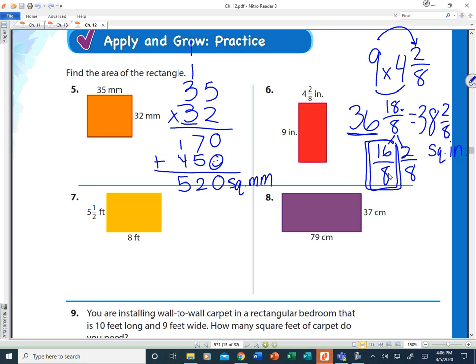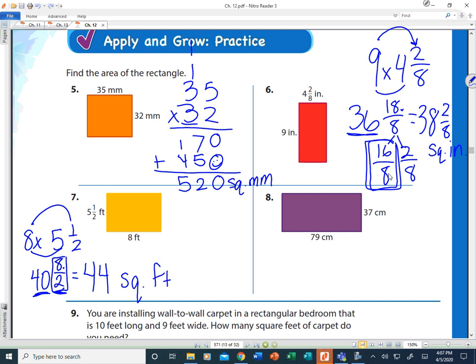All right, number 7, length times width. 8 times 5.5. First, I do 8 times 5. Then I do 8 times a half. 8 times 1 is 8, so 8 halves. Now, if I'm thinking of halves, I know that 2 of them make a whole, so I can count by 2s and find out how many wholes I have. 2, 4, 6, 8. Ding, ding, ding, right on the money. 8 halves is equal to 4 more wholes. So I have 40 wholes plus 4 more gives me 44. So I have 44 square feet.